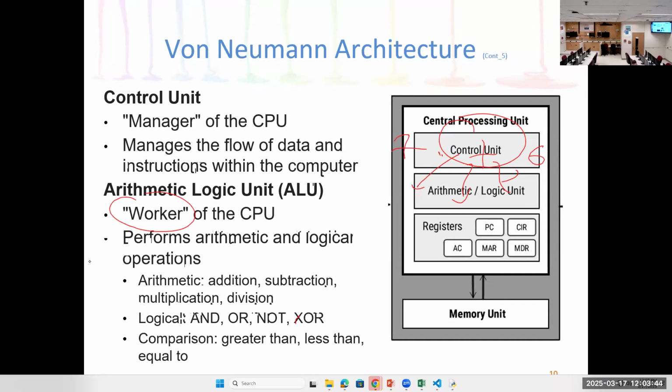Arithmetic can be addition, subtraction, multiplication, and division, and logical can be AND, OR, NOT, and XOR here. Later on, we will learn about arithmetic and logical operations, not today. Also, you can have comparisons here: greater than or not, less than or not, or equal or not. Okay.